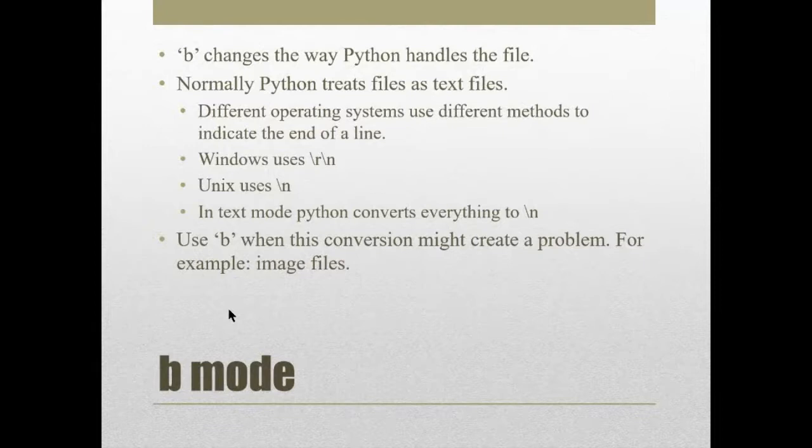So if you're dealing with something like an image, you have to open it with mode B, because we have to treat it as a binary file. And then it won't skip over the 10.